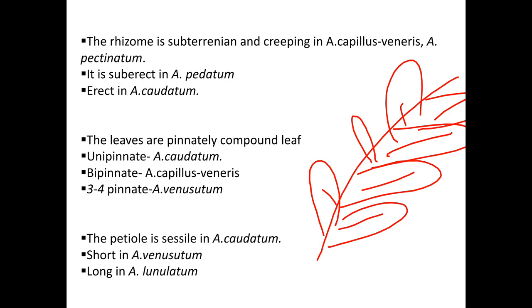Now coming to the stalk of the leaf. The stalk of the leaf is called the petiole. The petiole is totally absent in the case of Adiantum caudatum. In this species there is no petiole or stalk for the leaf, and they are said to be sessile. Whereas in the case of Adiantum venustum, the petioles are very short. Whereas in Adiantum lunulatum, the petiole is very long.